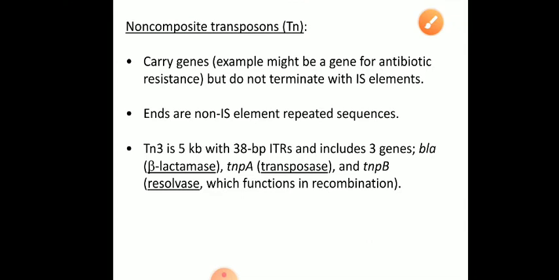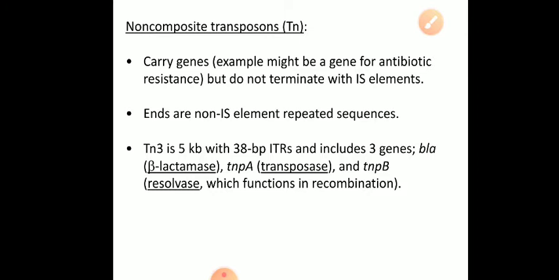Now another type of transposon is the non-composite transposon. The non-composite transposons have genes that might be genes for antibiotic resistance. Some additional genes are also present in non-composite transposons. Apart from antibiotic resistance genes, some more genes are also present, but they do not terminate in IS elements. That means at the left terminal end or at the right terminal end, IS elements are not present. So what is the difference between a composite and a non-composite transposon?